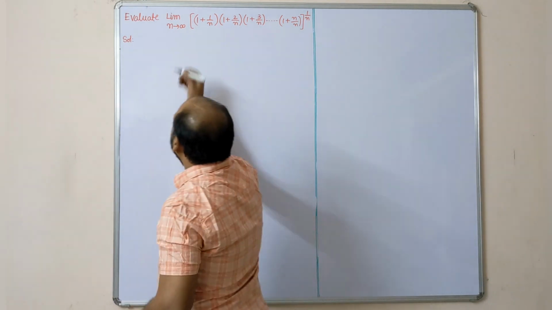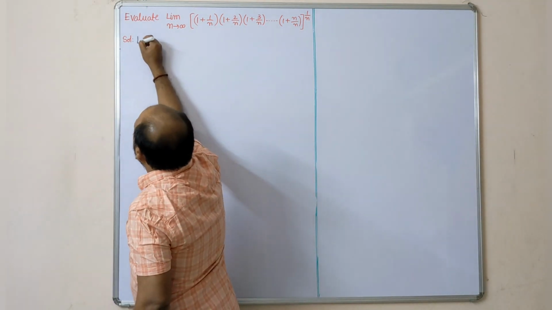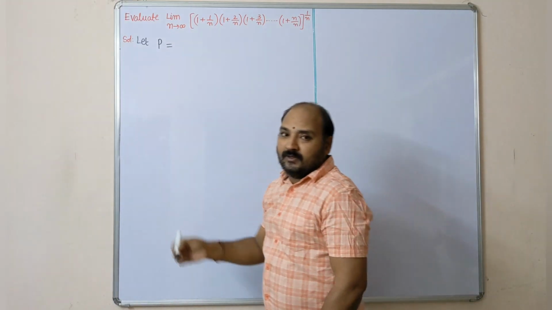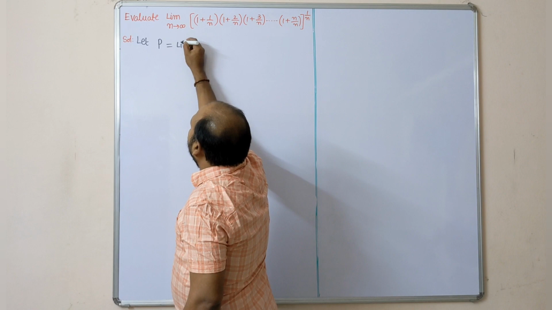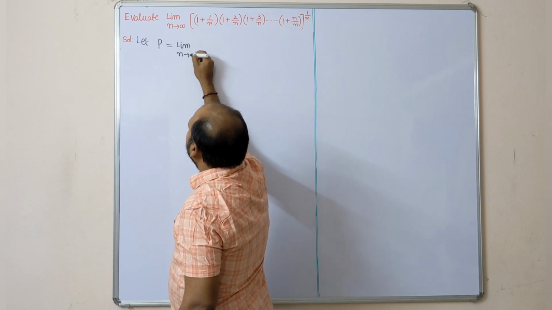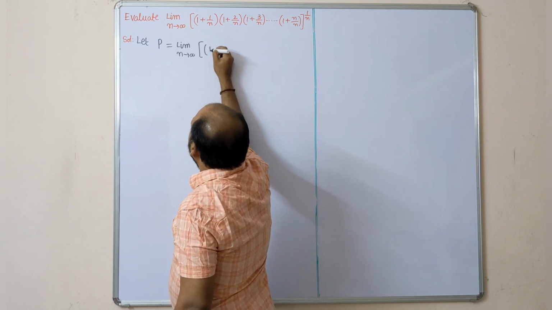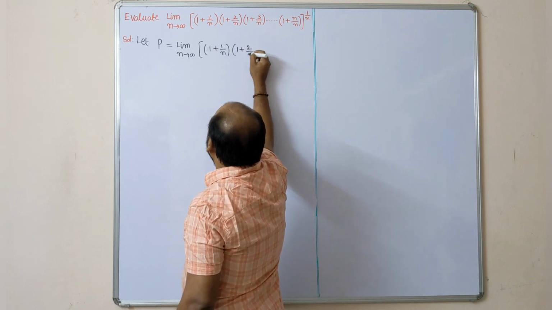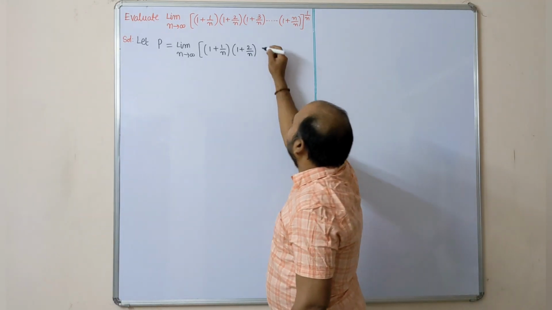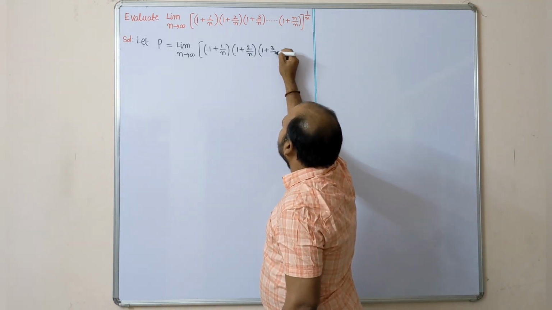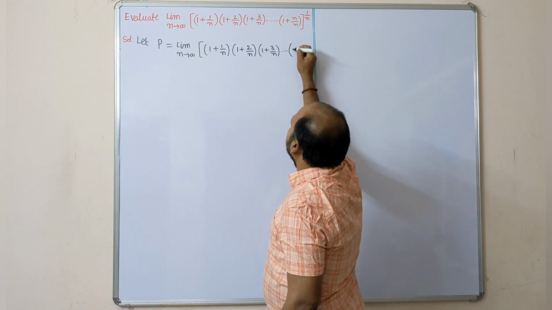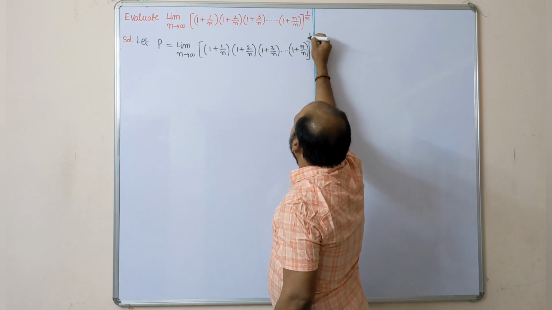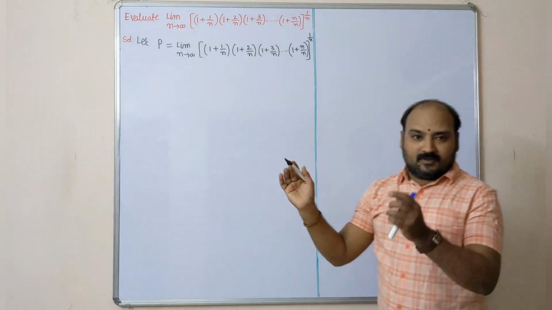So here, first what I am writing is, let p equal to, I am taking this limit as p, limit n tends to infinity (1 plus 1 by n) into (1 plus 2 by n), (1 plus 3 by n), and so on, (1 plus n by n) whole power 1 by n. That is the given limit.